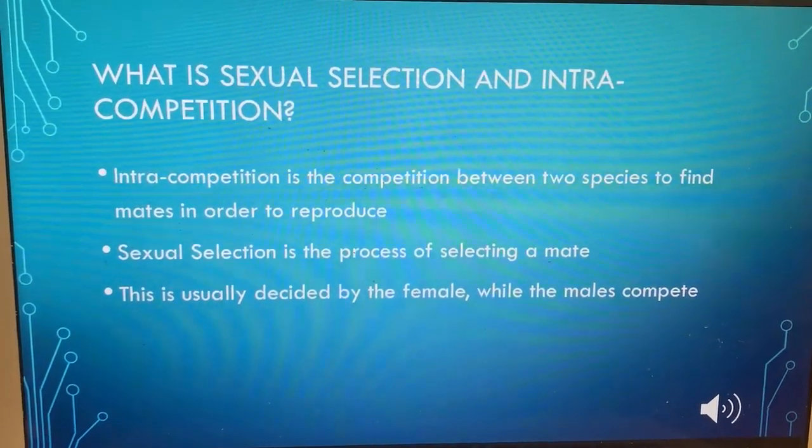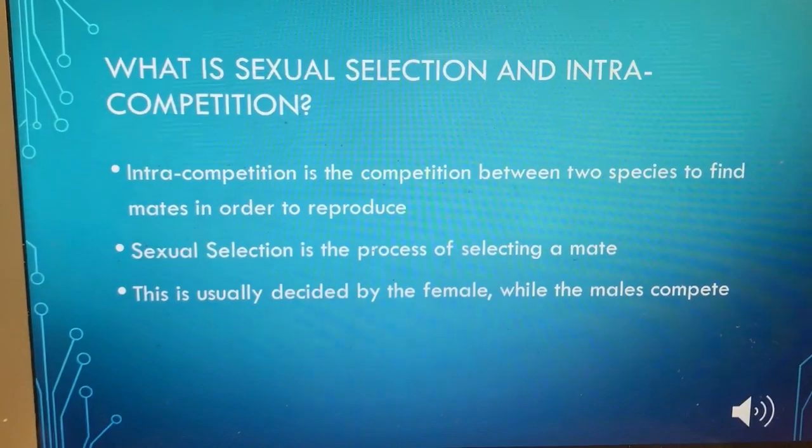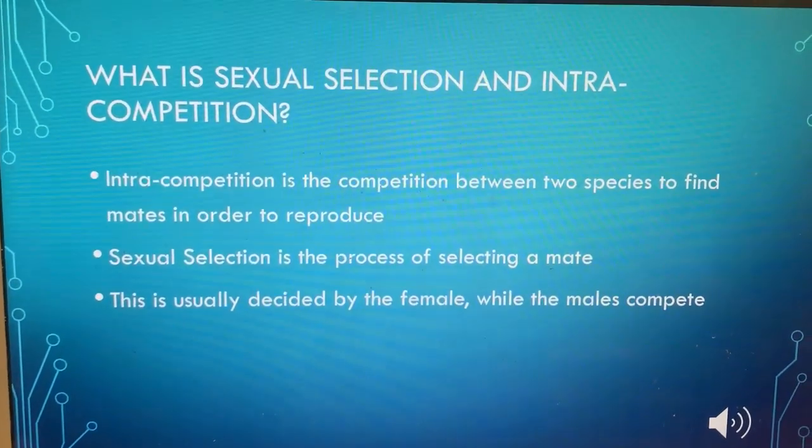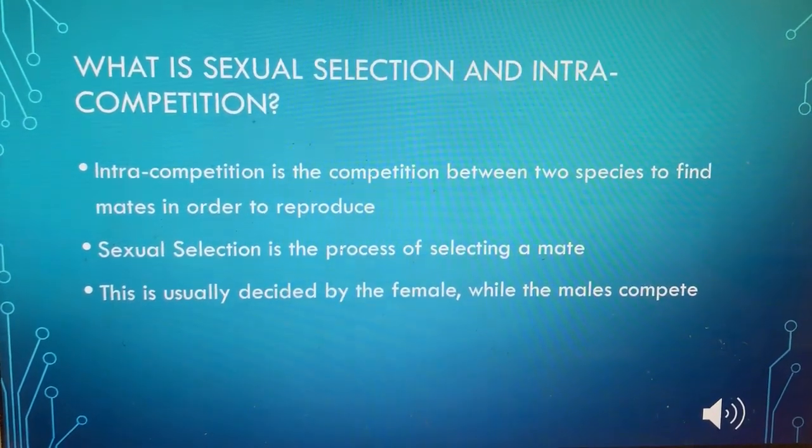Intercompetition is the competition between two species to find mates in order to reproduce, whereas sexual selection is the process of selecting a mate, and this is typically carried out by a female.